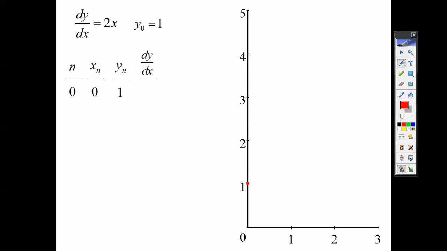You get 0, right? Because you're going to plug in an x this time. So you're going to plug in an x. X is 0. 2 times 0 is 0, right? We're plugging it in right here, okay? And we get 0. So at this point, the slope is 0. So if we were doing a slope field, we'd draw a little horizontal segment there, right? Now, does the graph stay horizontal? No.